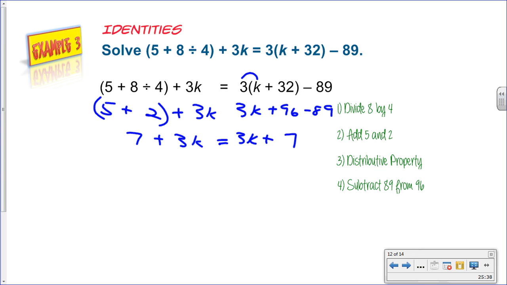7. What do you notice about this? Look at the left side compared to the right side. They're the same. What does that mean? Any real number will work for k. That's the answer. I can put any number in for k, and it's going to make it a true statement. Okay? You guys understand that?